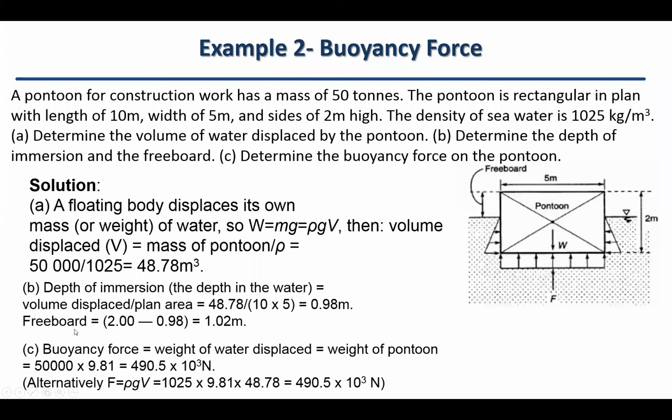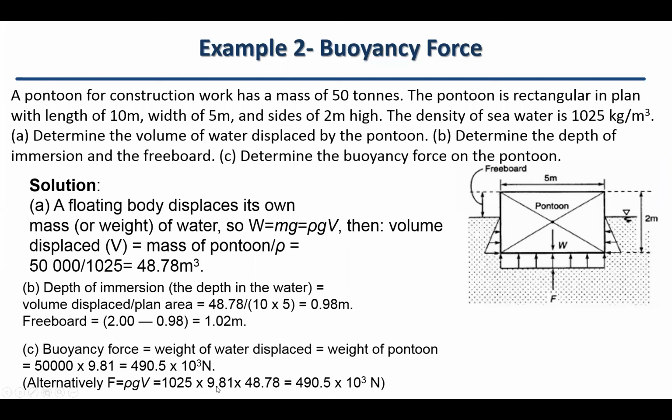As a rough rule of thumb, 1 meter is submerged, the depth of immersion, and 1 meter is the freeboard, or more accurately 0.98 meters and 1.02 meters. And that's it. So for the buoyancy force, section C asks us to calculate the buoyancy force of the pontoon.